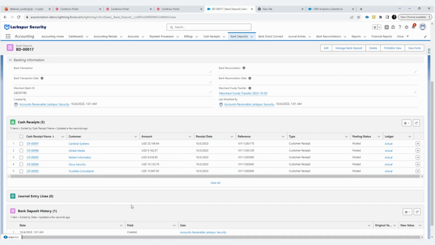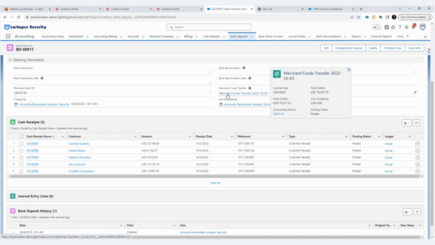So again, there's never going to be a question of, my customer paid me, where is it? It's in accounting. So you're going to be able to reconcile all of that, and all of those transactions are going to be recorded here day by day. You'll be able to see what transactions have come in, and all of this will be recorded automatically in Accounting Seed. There is a journal entry that is associated to this bank deposit record.